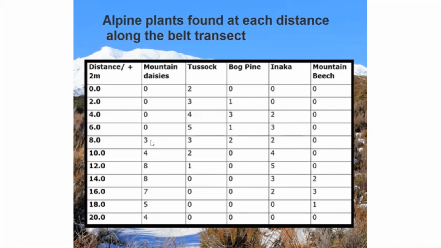Okay, now Mr. Darren also has to keep in mind that his table has a title. Look at the title: Alpine plants found at each distance along the belt transect. Yes, Inaka's population is higher along the belt, but at one particular point, the highest population shown is by the mountain daisies. Okay, you are right. So Inaka as well as mountain daisies population is the highest, but the density at any one point, if you see, the highest among all 5 species is mountain daisies. No other species have more than 8 individuals at one 2-meter point. Okay.